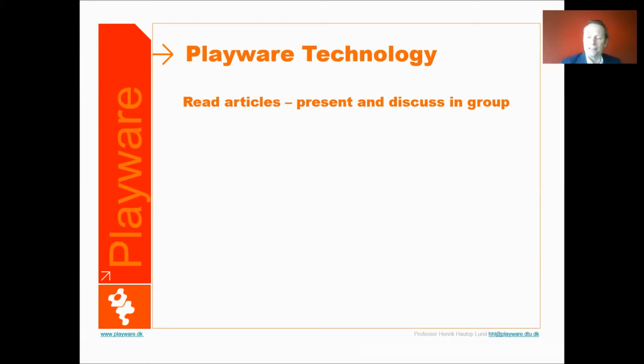Now, Playware technology is a lot of different things, and there is a lot of theory as well. So we have a number of articles that you are supposed to read. They are numbered 1 to 7. For each of the first 7 weeks, you should read for the first week those numbered 1, second week those numbered 2, and so forth, and then present and discuss this with each other in the small group that you are assigned to, so that you can get a feeling for the subjects in the articles. The articles are supported by what I'm going to present in the lectures as well.